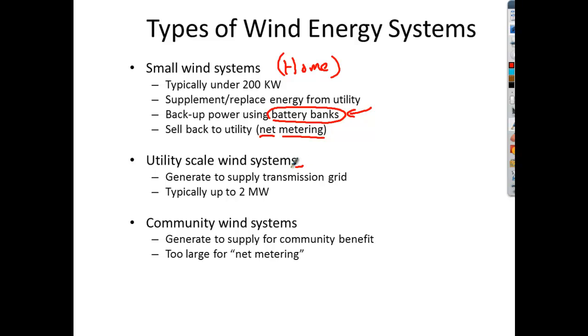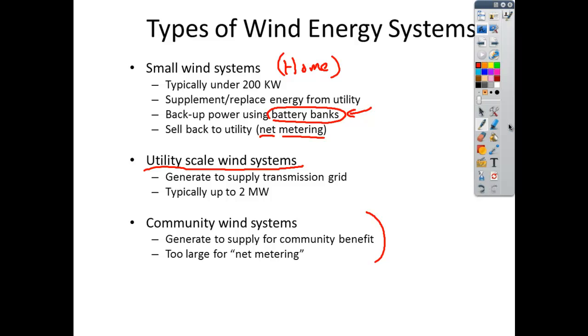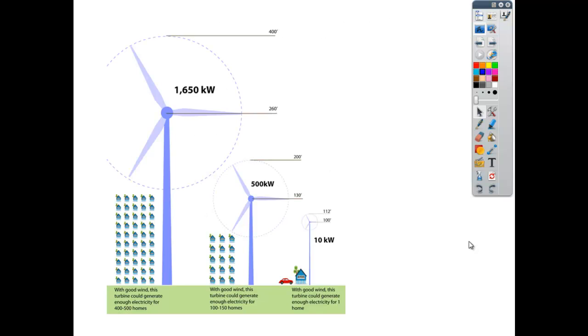This utility-wide system, these are the big ones that you see across mountains and stuff like that, which we'll show you. And then, like I said, the community one is the one where you can create a small amount of electricity for a particular community or development or something to that scale. So there's a lot of potential here for different types.